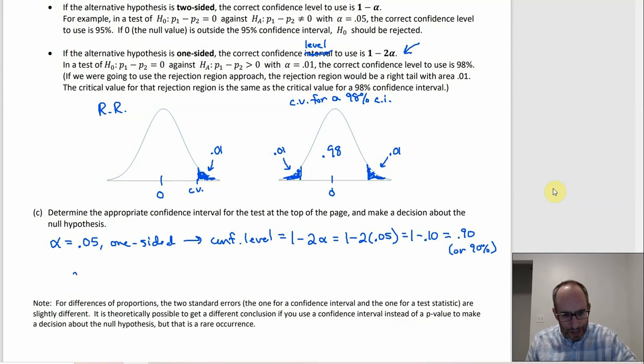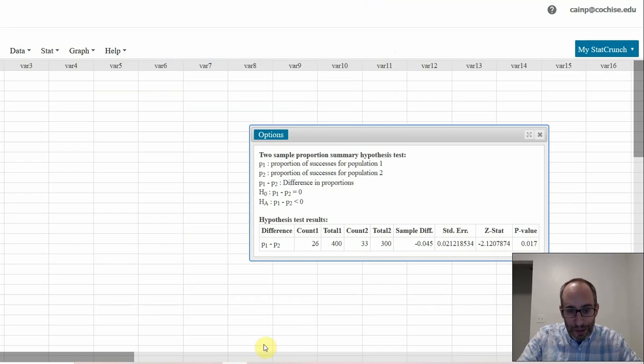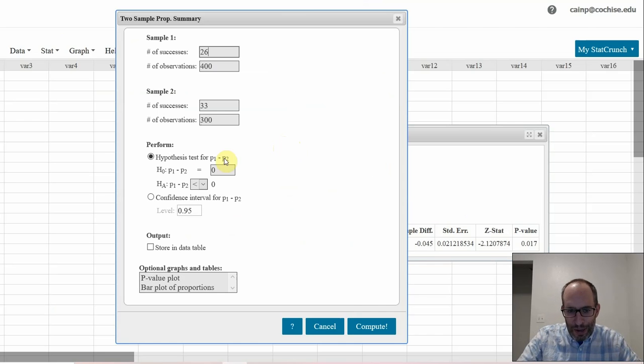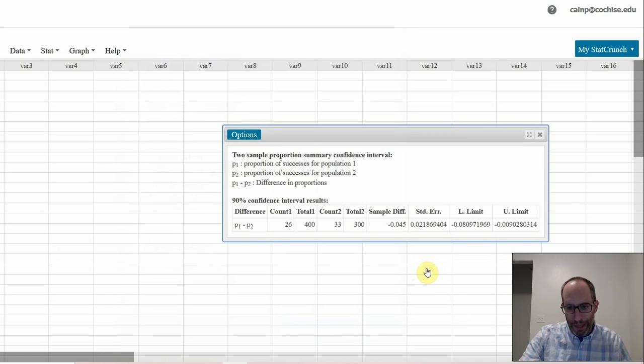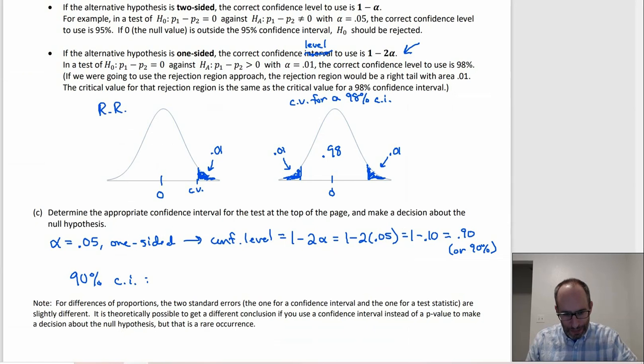And then if we went ahead and got it, we can use StatCrunch to do this if we want to get a 90% confidence interval. Let's see. The data should already be in it. So if I just go to Options and Edit, then let's say I don't want the hypothesis test now. I want a confidence interval, and I want a confidence level of 0.9. There. So it looks like, rounding to 3 places, negative 0.081 to negative 0.009. So negative 0.081 to negative 0.009.